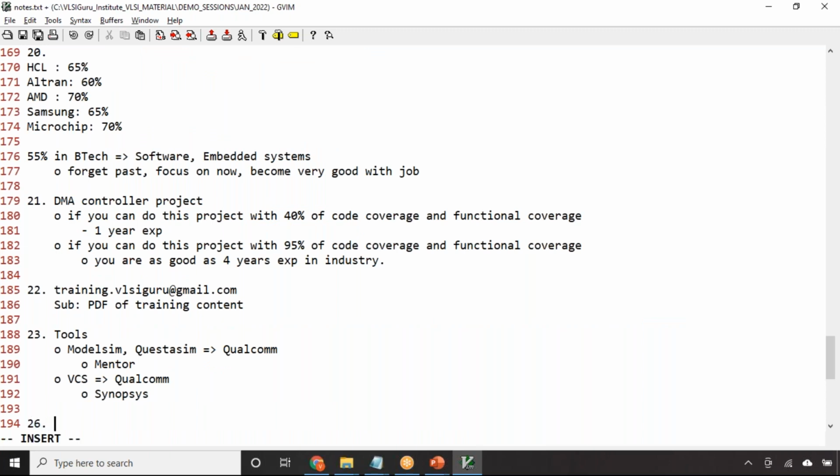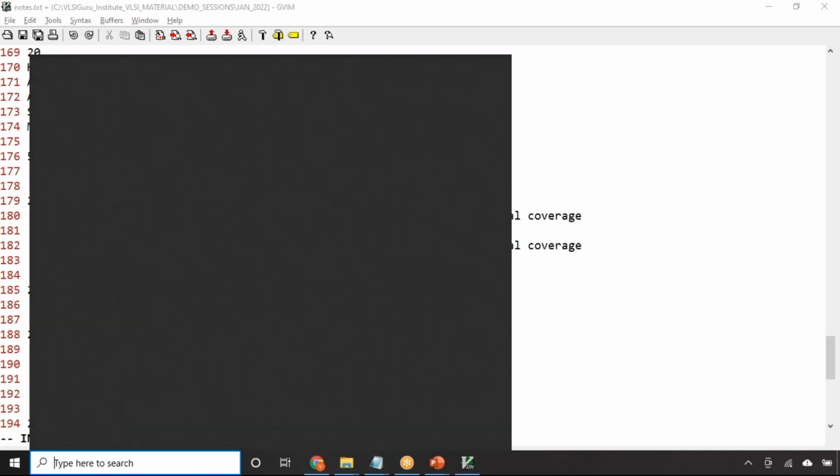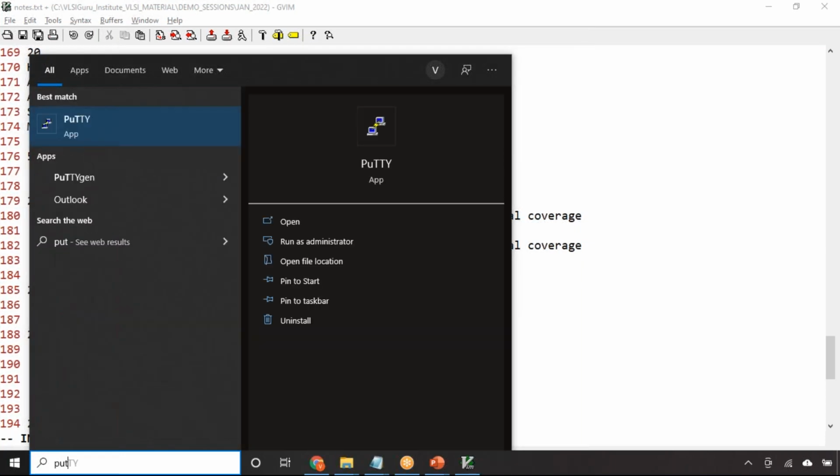Okay, so I need to ask a few questions. First, can we use VCS for the System Verilog course? You can use it. What I'm telling is, we will provide the VPN access. I will show you. For example, I open my putty.